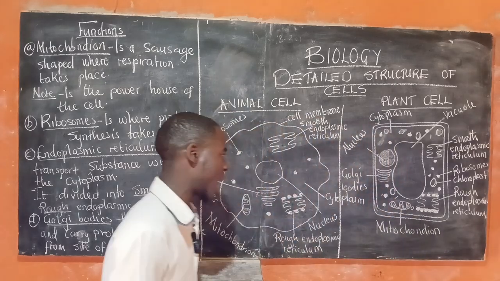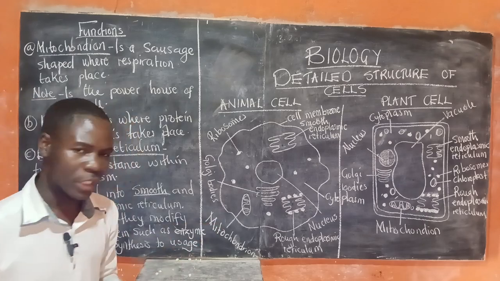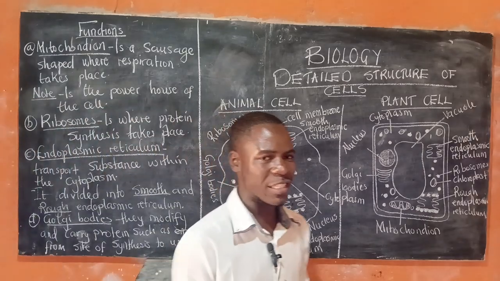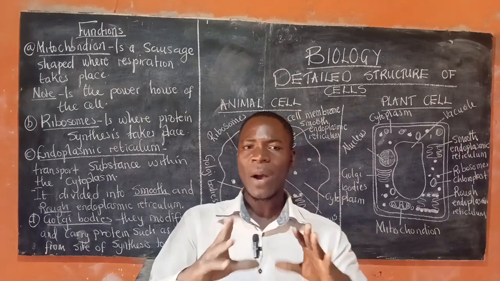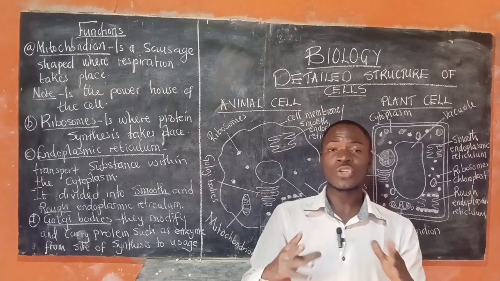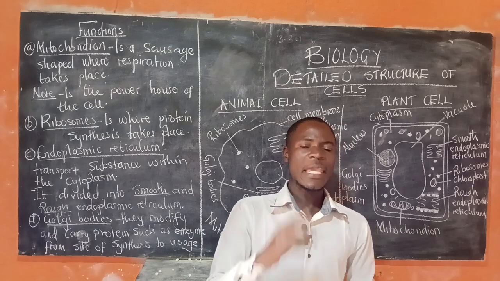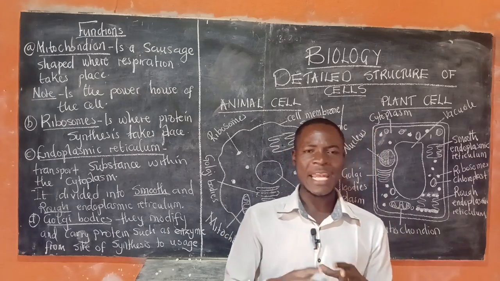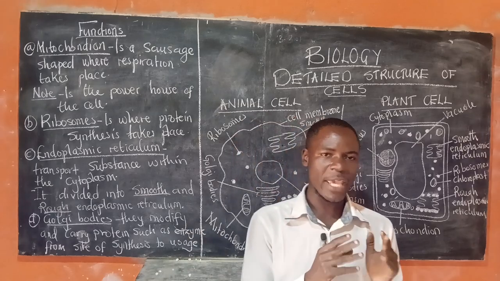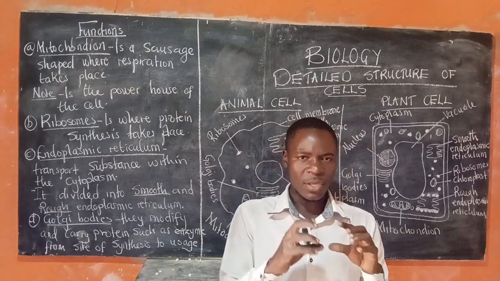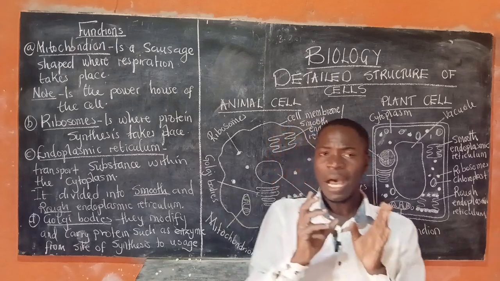Then here is the part where we have what we call the mitochondrion. This is also known as the powerhouse of the cell. What do you think could be the function of the mitochondrion? It is where respiration takes place. It's where tissue respiration takes place. This is sausage shaped, you see, a sausage or rod shaped.